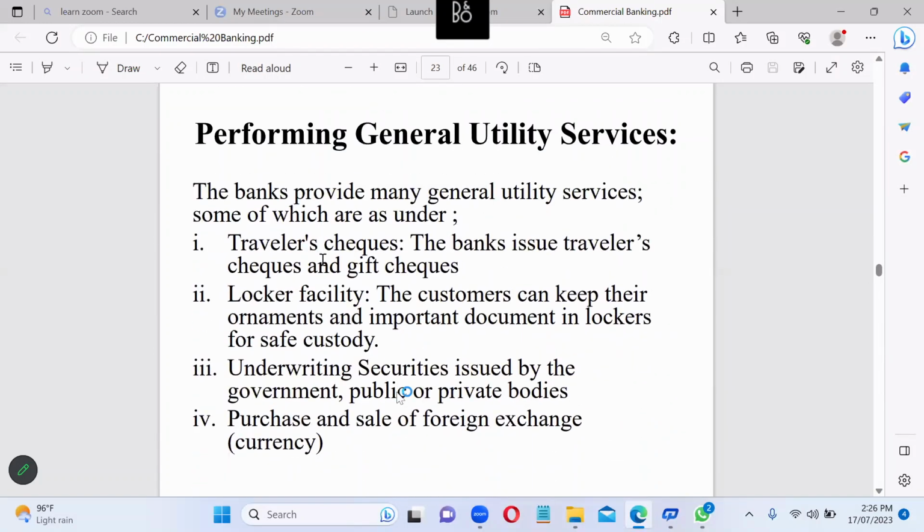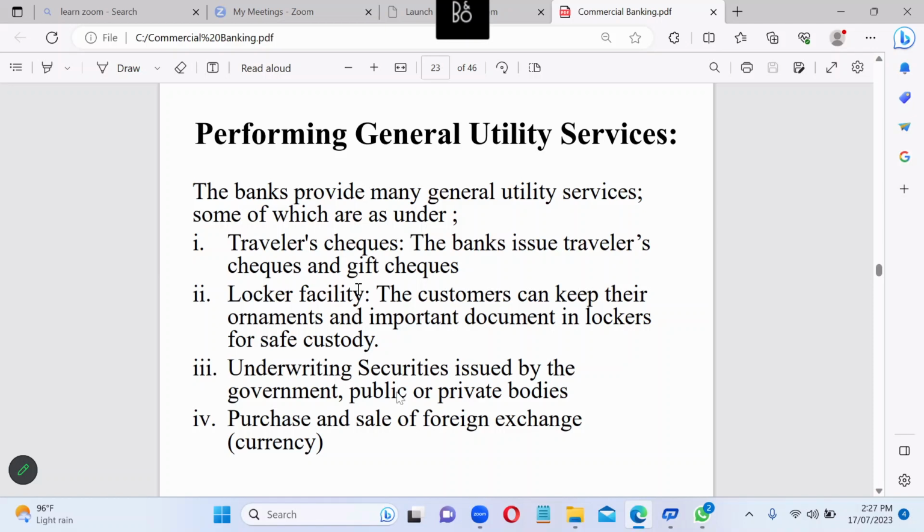Now we are going to see the general utility services. The banks provide many general utility services. Some of them are traveler's checks and locker facilities. Some of the facilities go beyond the loan, credit, and deposit functions. It's performing general utility services. Credit card services we can also call those. So what services do banks additionally provide?